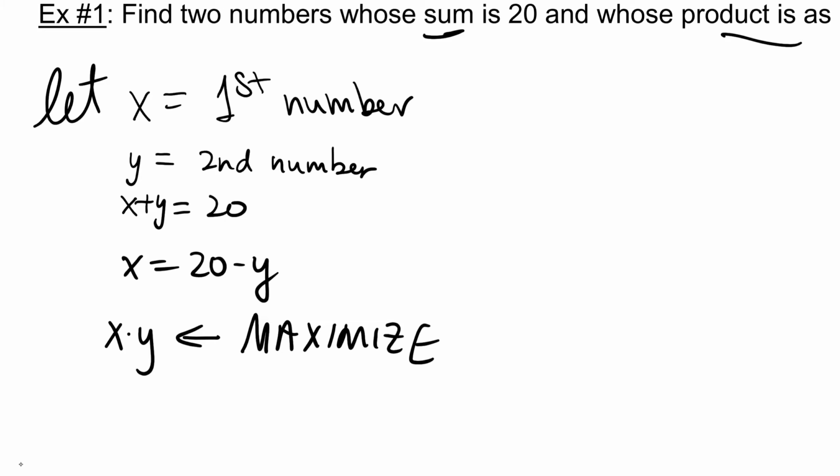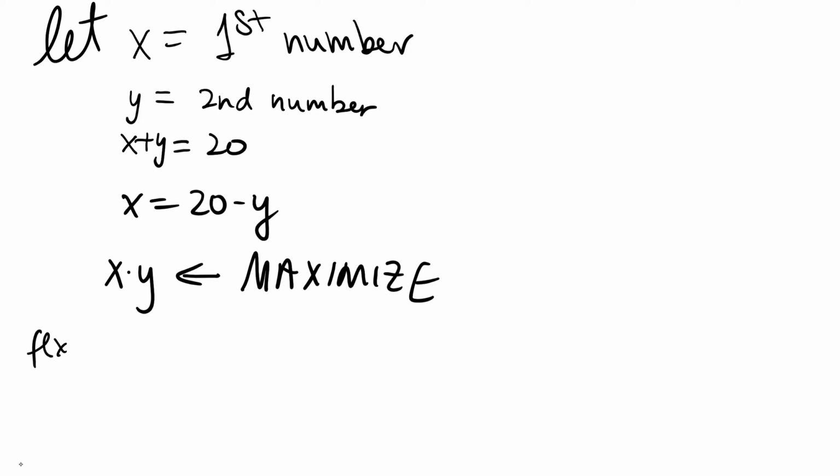So what I'm trying to maximize is x times y. Well, y was, we just said, 20 minus x. Oh, I solved it the wrong way. I was supposed to subtract x, because I want it in terms of x. Solve for y in terms of x.